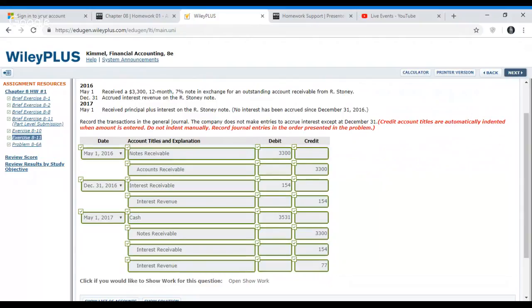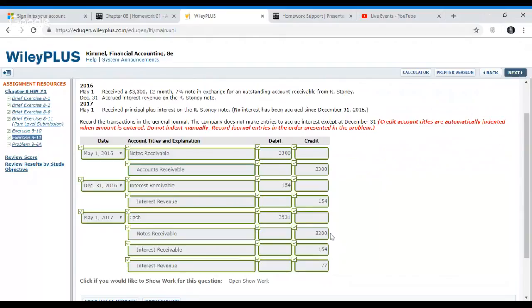Then we have to calculate the interest that we earned from December 31st, 2016 to May 1st, 2017. I also have that on my Excel sheet. It's the same formula: 3,300 times the interest rate of 7%. This time we only have the 4 remaining months of the 12-month note. We plug that all in, and you get $77. So our interest revenue will be $77.